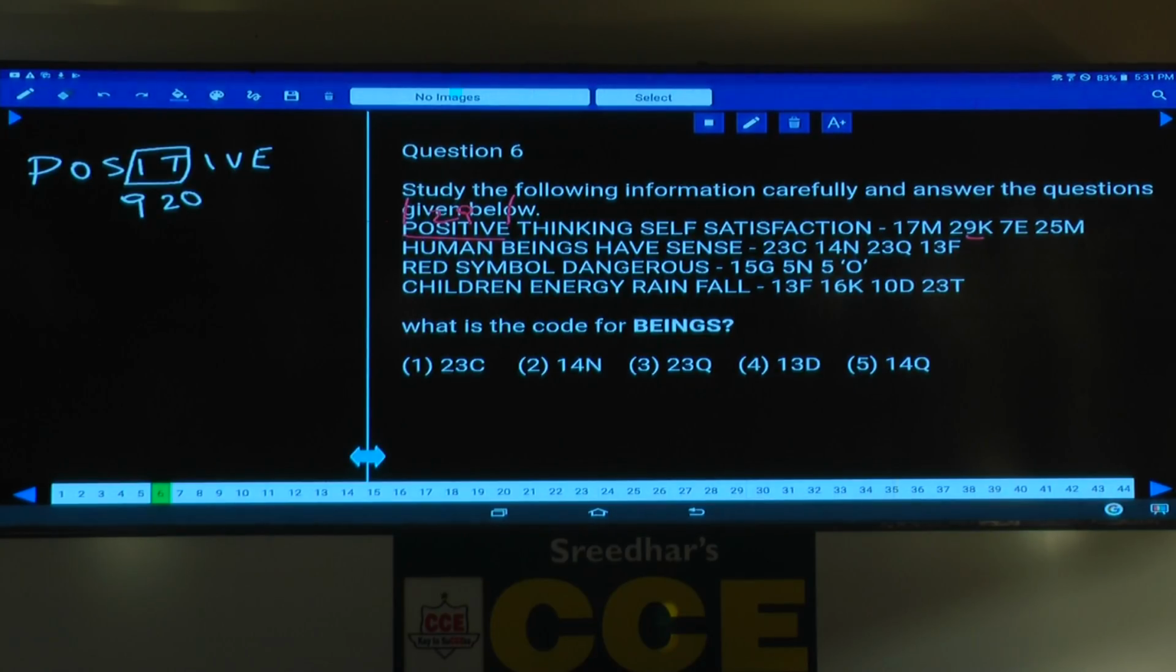Are you getting any answer here? Now in this one, 29 and 16 minus 5. 16 minus 5 is how much? 16 minus 5 is 11. Now the 11th letter is K.